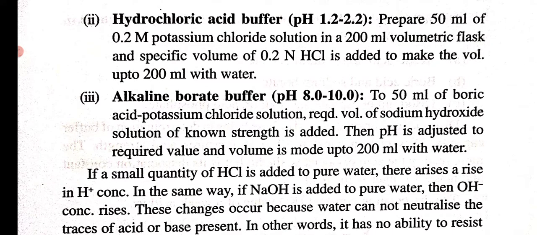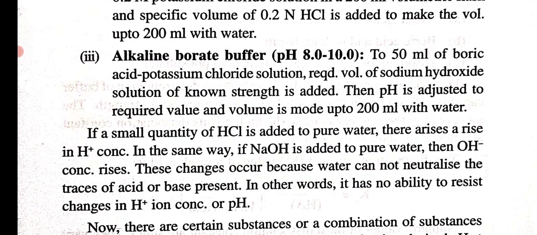Next is alkaline borate buffer having pH 8 to 10. It is made with 50 ml of boric acid potassium chloride solution. The required volume of sodium hydroxide solution of known strength is added. Then pH is adjusted to the required value and volume is made up to 200 ml with water.